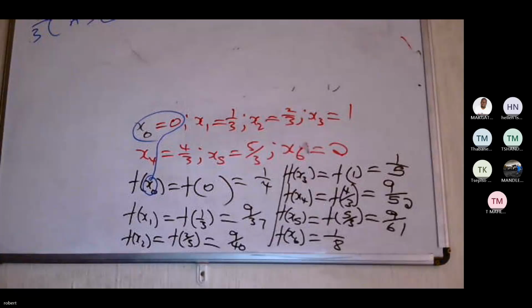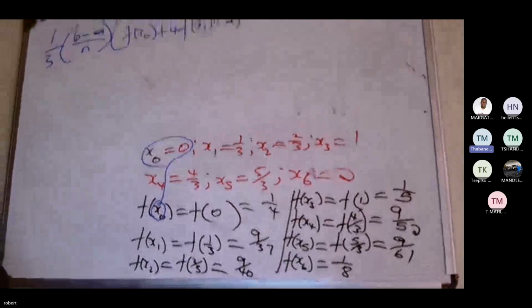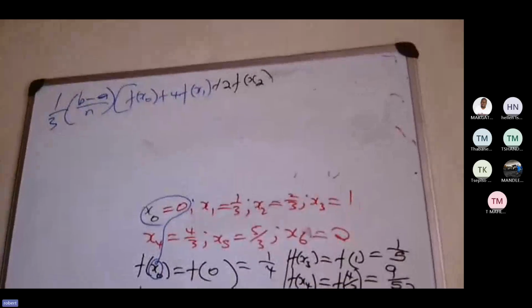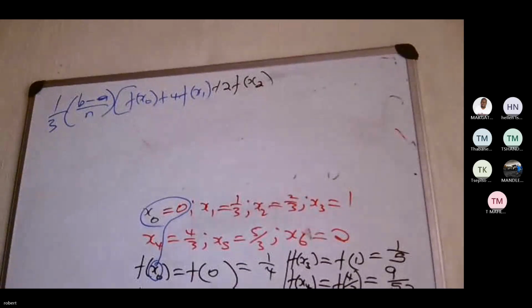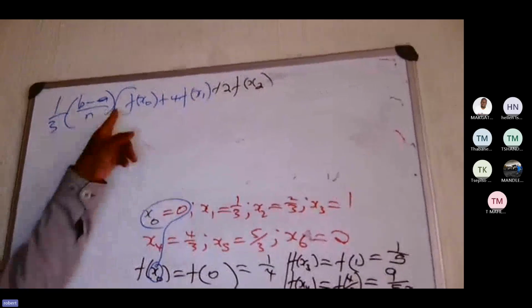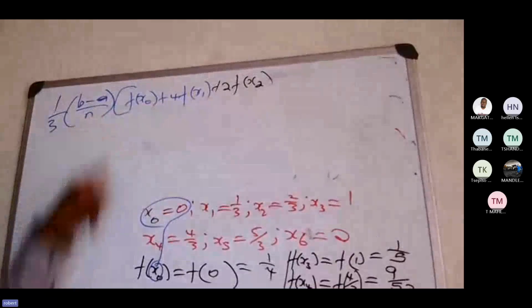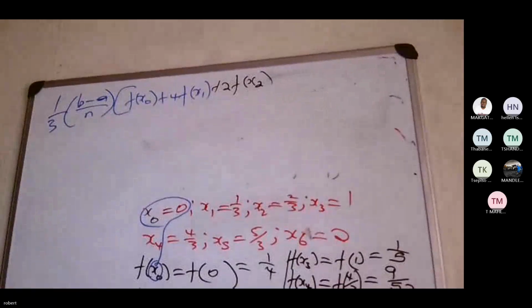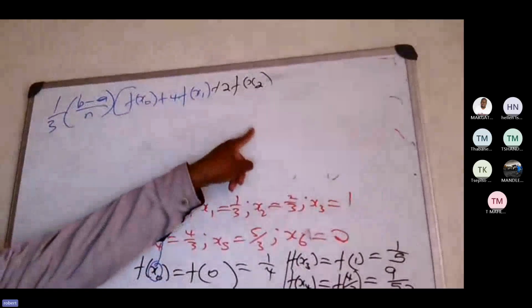Sorry, sir, I don't know if it's just me, but I can't see there on top where you're writing. Okay, okay. Yeah, that's fine. How many terms are we going to have if n is 6? How many terms are we going to have inside the brackets?